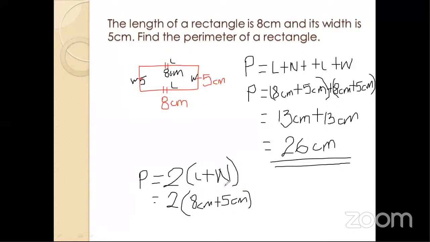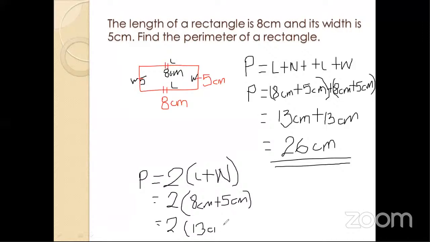Therefore, now if you replace length with 8 and you replace width with 5, the next thing you can do is to first add what is inside the bracket. What is inside the bracket is 8 plus 5. Can I hear from you people? 8 plus 5, what do we get? 13. Very good. We get 13 centimeters.